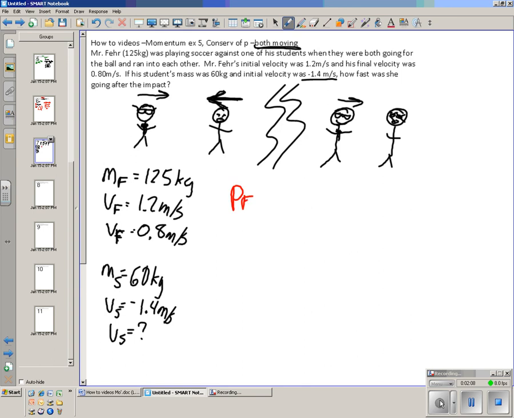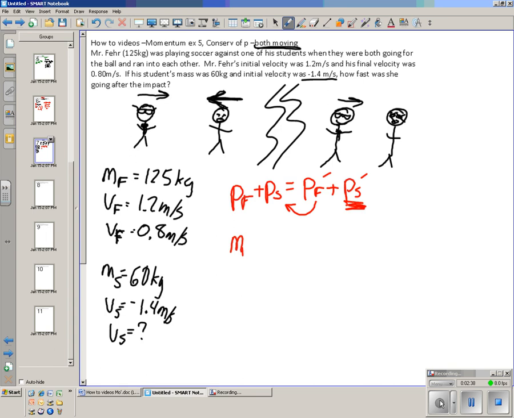So initial momentum of Fair plus initial momentum of student is equal to final momentum of Fair, that's prime, plus final momentum of student. Well, we're looking for this, so we know that we cannot cancel anything out. Nothing is equal to 0, which is kind of sad, but oh well. That means we're going to be moving this guy over. And then I can start substituting in.